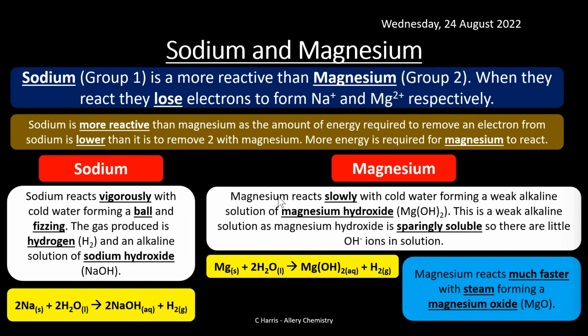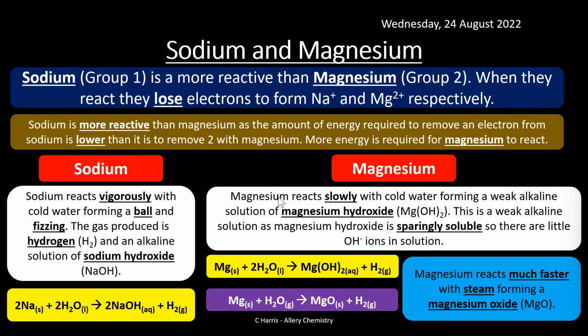So actually, magnesium reacts a little bit faster with steam, but it forms a different product this time. So you've got to be really careful with that. Instead of forming magnesium hydroxide, it forms magnesium oxide instead. So using steam allows magnesium to react a good bit quicker. Obviously, there's more energy there to allow that reaction to occur. And here's your reaction here. So magnesium plus water, which is steam, notice the gas state symbol, will form magnesium oxide and hydrogen. So just watch out for these state symbols here.